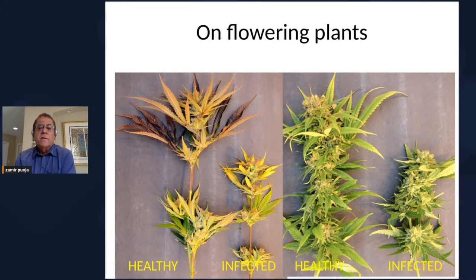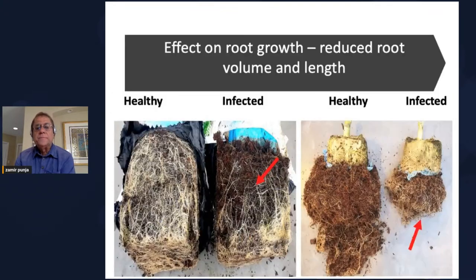And then when you finally get closer to the flower, you can see again, other than the shorter size, the smaller stature, the flowers would look okay if you didn't realize that you've got healthy plants on the left there that are producing at least twice as much material and foliage as compared to the infected. So it's important to make these side-by-side comparisons for healthy and diseased.